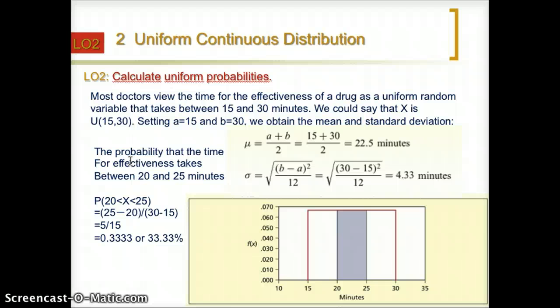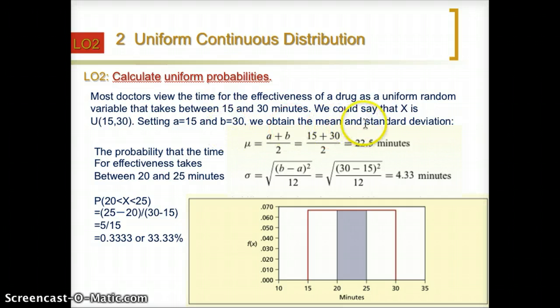So this is an example from our textbook. Most doctors believe the effectiveness of a drug follows a uniform distribution. Its lower bound will be 15 minutes, and the upper bound will be 30 minutes. So we say that A is equal to 15, and B is equal to 30.